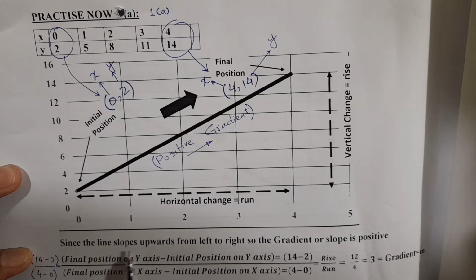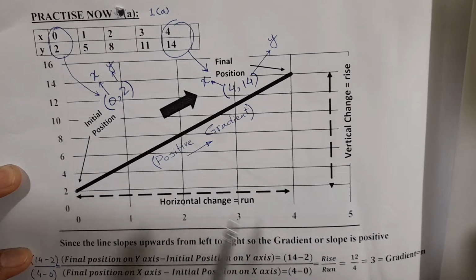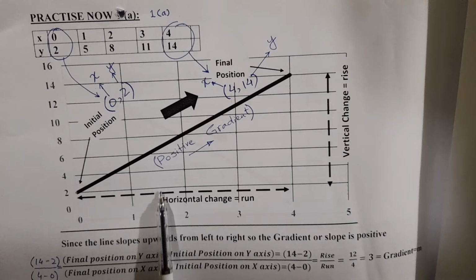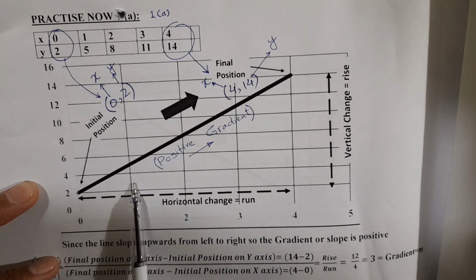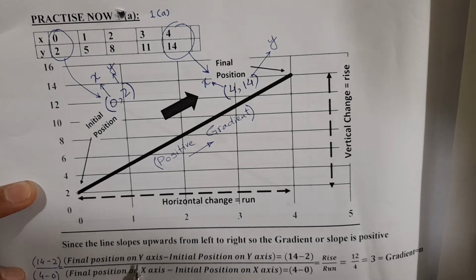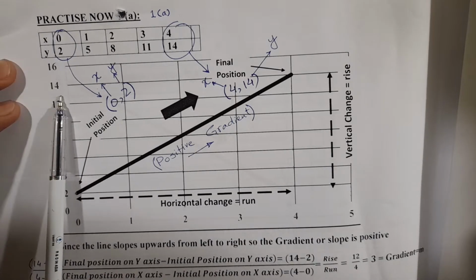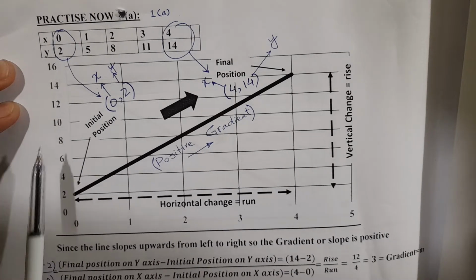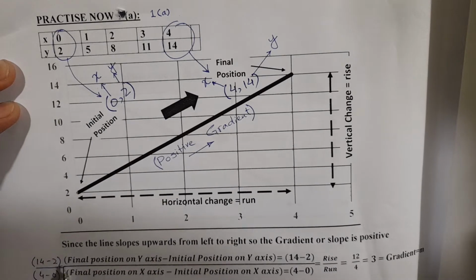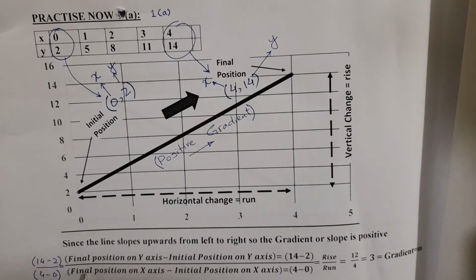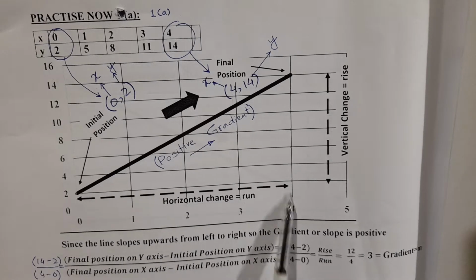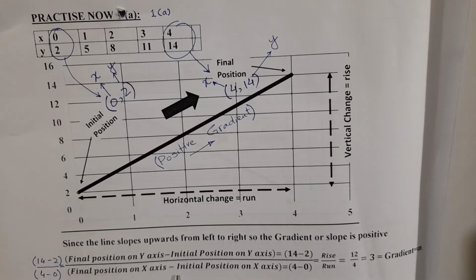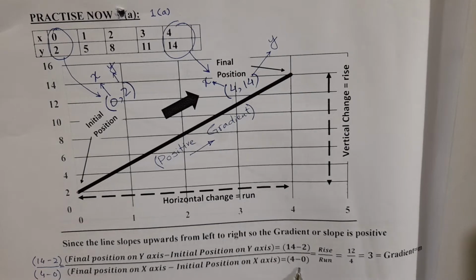Since the line slopes upwards from left to right, the gradient or slope is positive. This is our convention: when a line slopes upward from left to right, the gradient is positive. So we take the final position on the y-axis, 14, minus the initial position on the y-axis, 2, divided by the final position on the x-axis, 4, minus the initial position on the x-axis, 0.